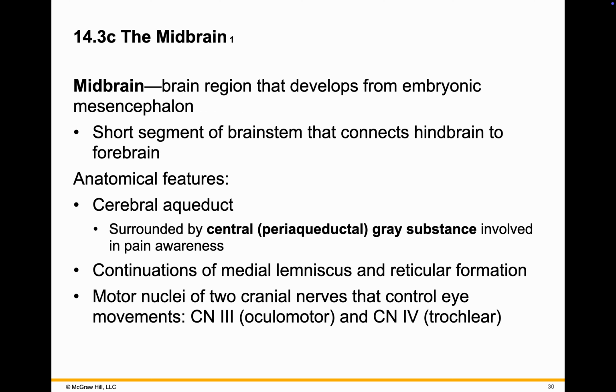From there, we move up to the midbrain, which develops from the embryonic mesencephalon. It's a short segment of the brainstem that connects the hindbrain to the forebrain. Some of the anatomical features here are the cerebral aqueduct, the continuation of the medial lemniscus and the reticular formation, and there are also motor nuclei of 2 cranial nerves that control eye movements, cranial nerves 3 and 4, the oculomotor and trochlear.